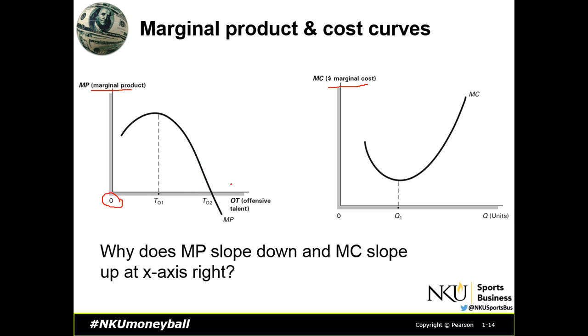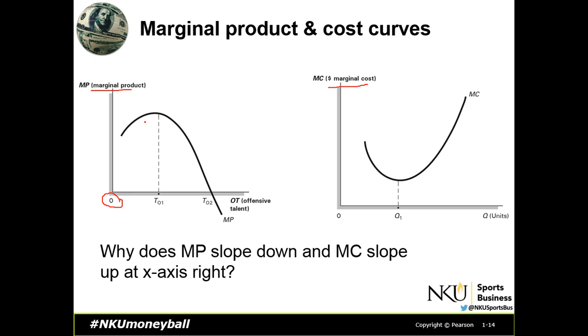Okay, now what might be the reason for this? Why does the curve slope in this fashion? Well, let's think about a team that doesn't have very much offensive talent. They're down in this range on the left part of this axis of talent. If you don't have very much offensive talent and you add offensive talent, it's contributing a lot to your team because you didn't have very much offensive talent to begin with.